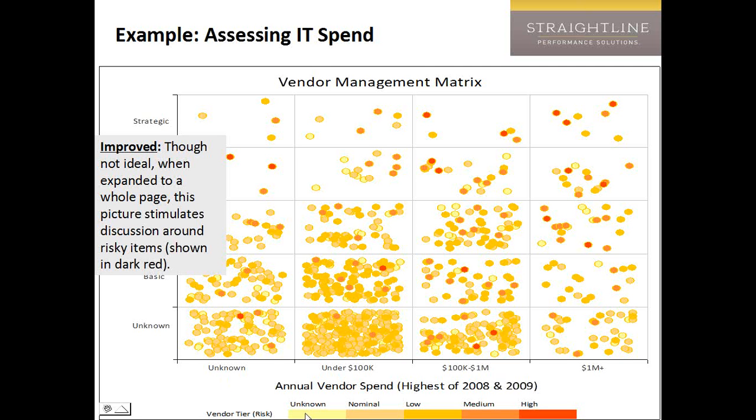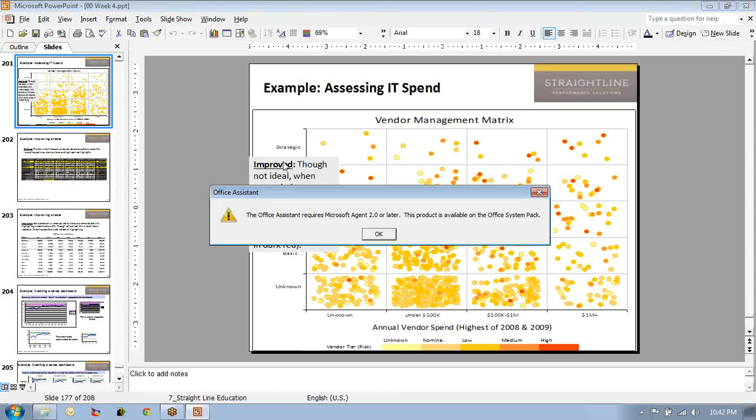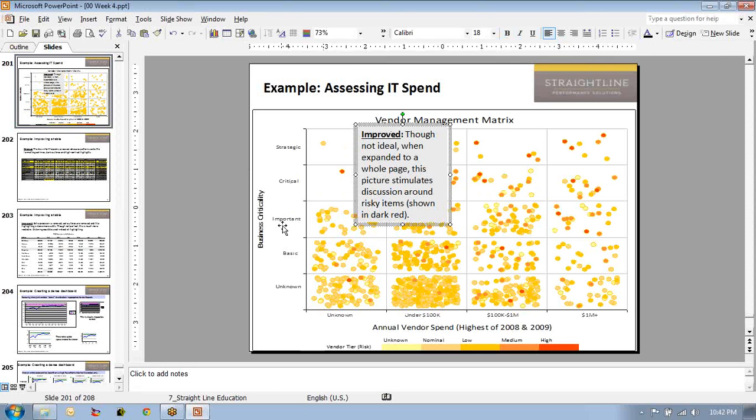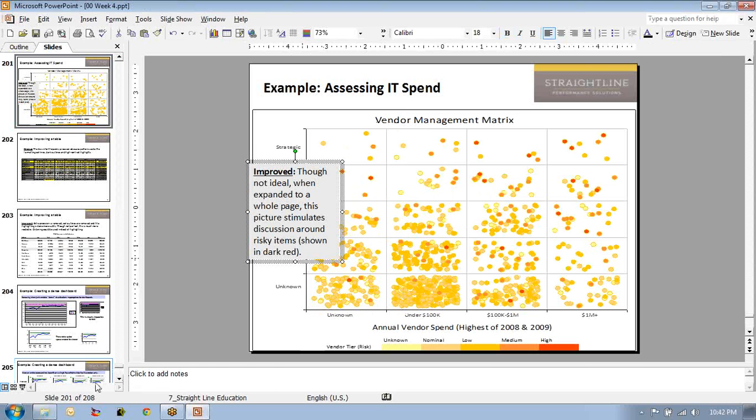Remember, this was a three-dimensional thing. Here we've got a grid that shows on the left-hand side the type of spend that it was, whether it was strategic, basic. There's a few things that are moved because of my little box here. That's just a PowerPoint box. Critical, important, or basic. So on the left hand we have business criticality.